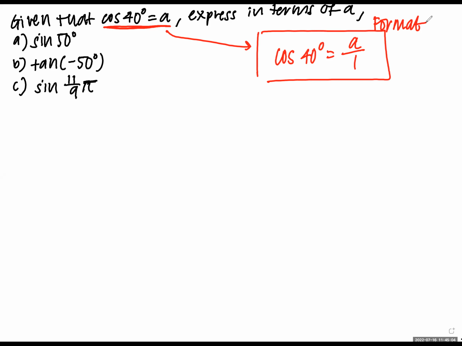All right, so next one, after this, what can we say already? From here, what can we say? Go and look at your notes again. What is the next step? Cannot draw the triangle yet because we don't know. Yes, identify the quadrant. So what quadrant can this be?